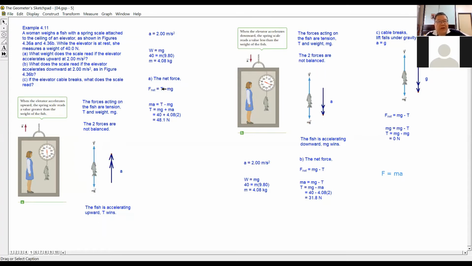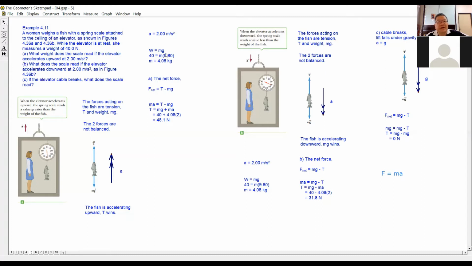Now, before we look at this, they also tell us something here. While the elevator is at rest, she measures a weight of 40 Newton. So the fish now measures a weight of 40 Newton. So from this 40 Newton, I want to find out what is the mass of the fish, right? Okay, so you look at this calculation here. When it is not moving, that means the net force is zero, the weight is equal to mg. And they tell us the weight is 40 newtons. So 40 newtons is equal to the mass times the g.